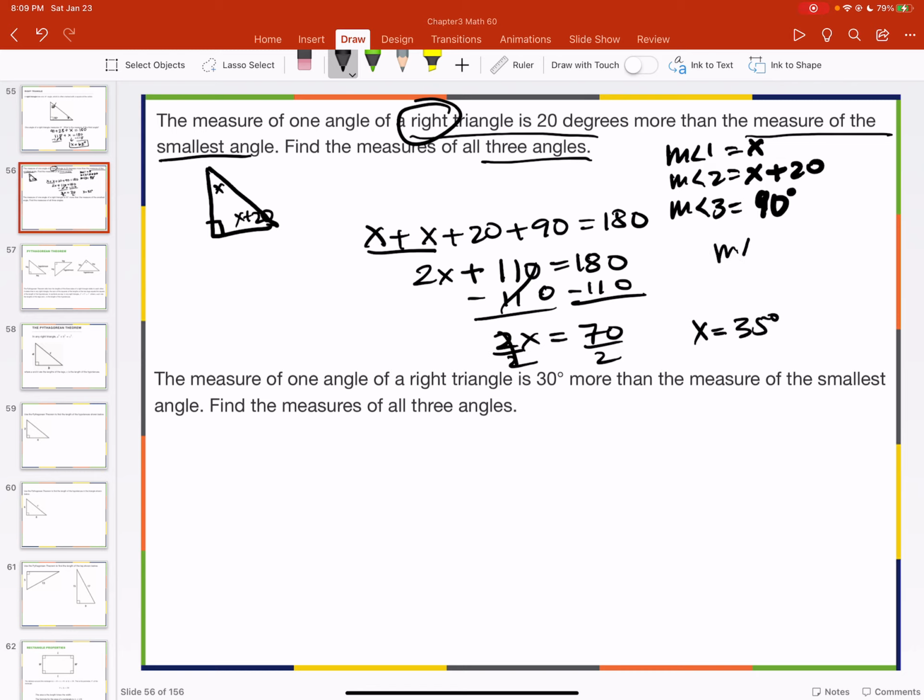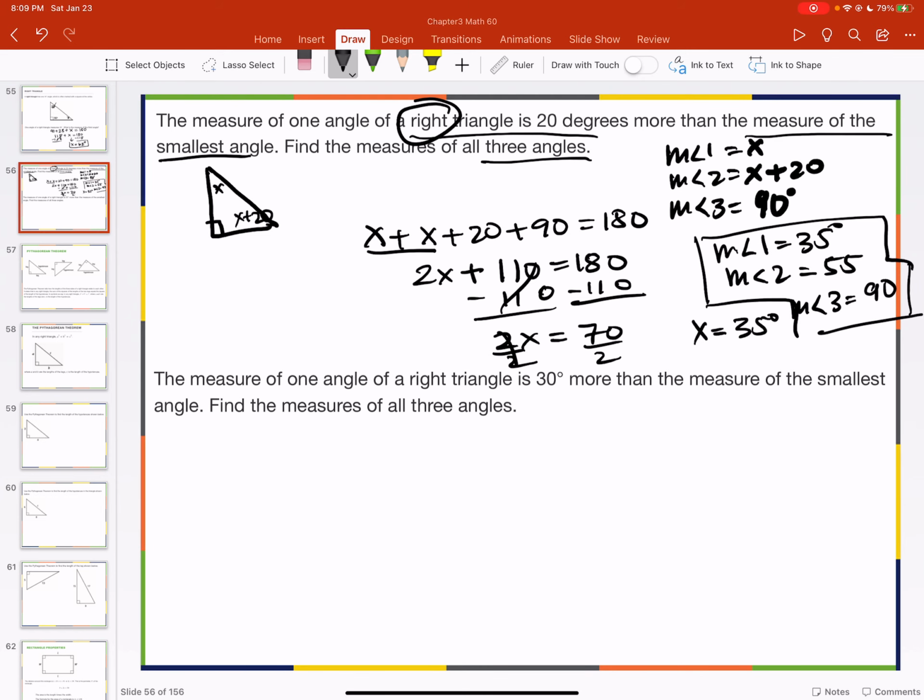So the measure of angle 1 is equal to 35. The measure of angle 2 is going to be 20 more than that, which is 55. And then the measure of angle 3, we said it's 90. Okay, so that's it for this one.